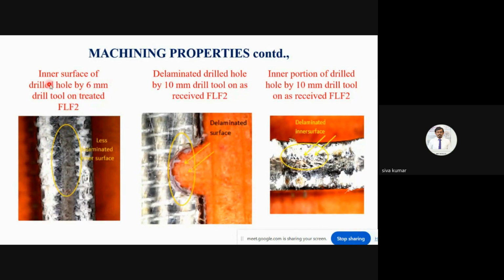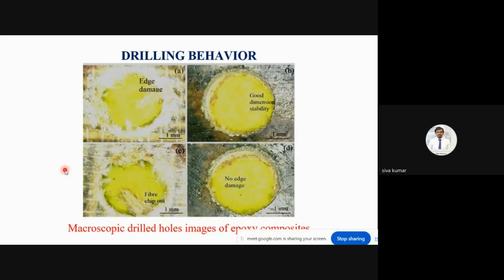In the same machining process, I have analyzed the inner surfaces of holes drilled with a 6 mm drill diameter and a 10 mm hole diameter. Delamination is obviously greater for 10 mm than 6 mm because of its bigger diameter, and it absorbs more force from the drilling machine. You can see here an enlarged microscopic image of the drilling. This is 1 mm magnification.